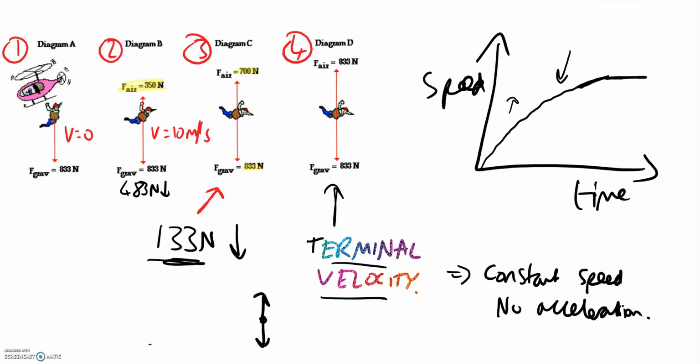What does it look like on my graph? Well, this is where it flattens out like this. Remember, we said constant speed. Watch my other video if you can't remember. Constant speed is a flat line on there.